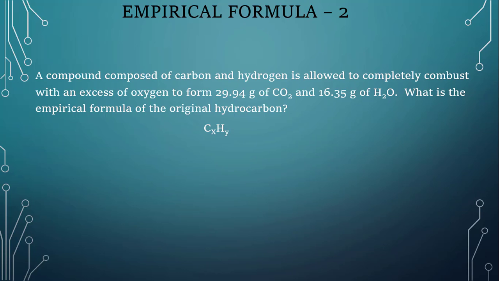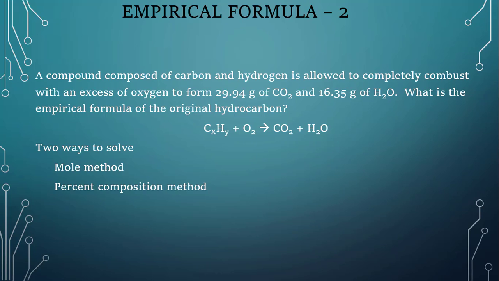What do we know? We know we have a hydrocarbon made of carbon and hydrogen, but we don't know the subscripts X and Y. We know that it is going to react with molecular oxygen, and it's going to form carbon dioxide and water. Now it turns out there are two ways to solve this problem. The first is called the mole method. The second is the percent composition method. I'm going to cover the mole method in this video. If you want to know the percent composition method, see me outside of class and I'll be happy to go over it with you. Now the mole method depends upon understanding the following.